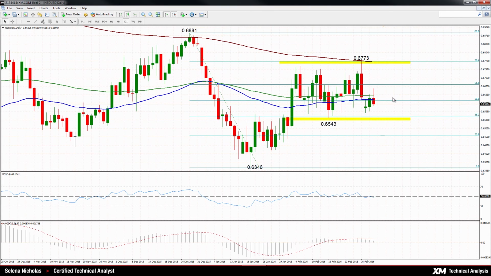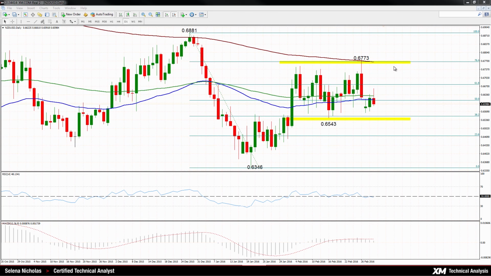The market, it's basically pivoting around the 50% Fibonacci retracement level, and this is of the down leg from 0.6881 down to 0.6346. So the market is around the halfway point of this decline. Now, if we look at support and resistance, we could see that the 200-day moving average is capping the market to the upside, so this is quite a strong resistance level, as well as coinciding with the 76.4 Fibonacci level.